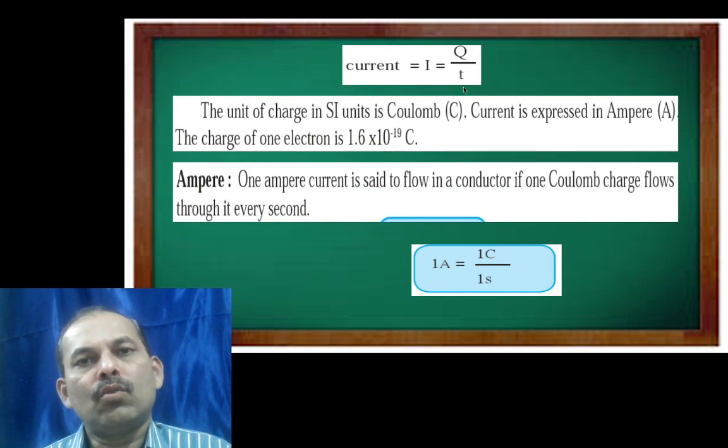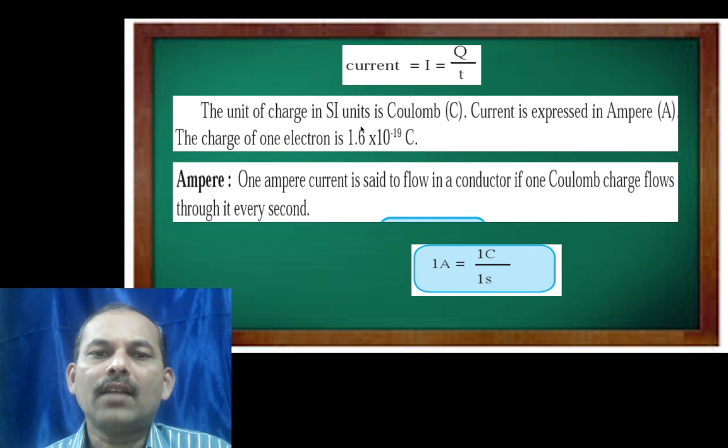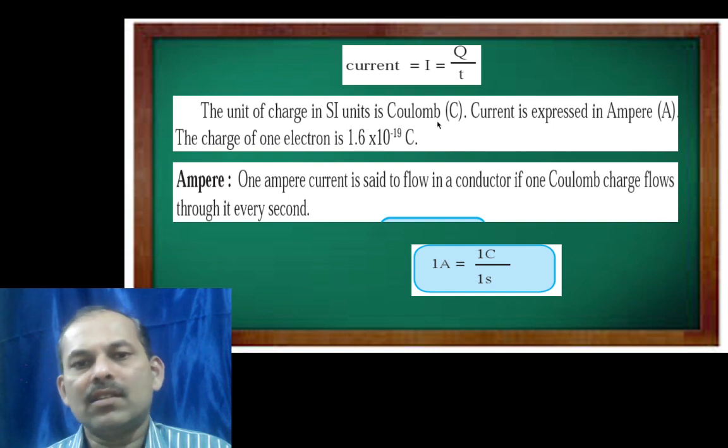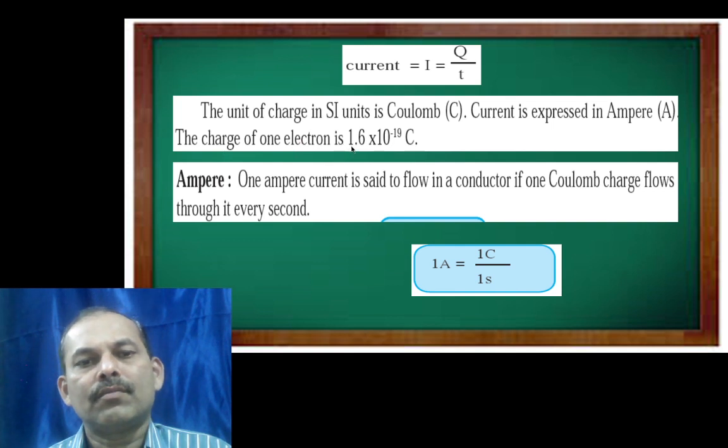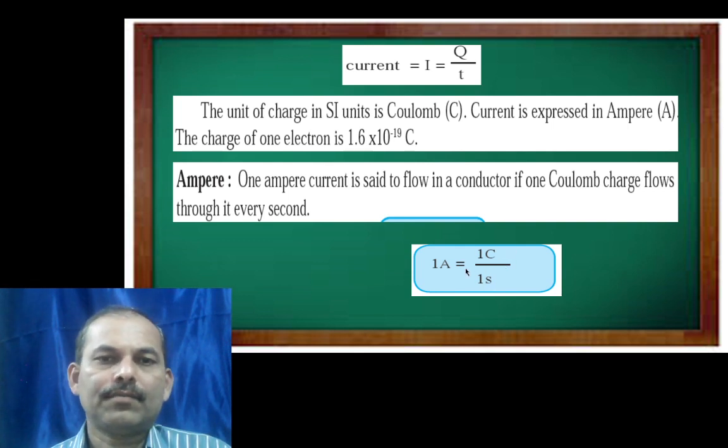Current I equals Q upon t. The unit of charge in SI units is coulomb and current is expressed in ampere. The charge of an electron is 1.6 into 10 raised to minus 19 coulomb. But with the help of this formula, we can say 1 ampere equals 1 coulomb upon 1 second. And this is 1 ampere.